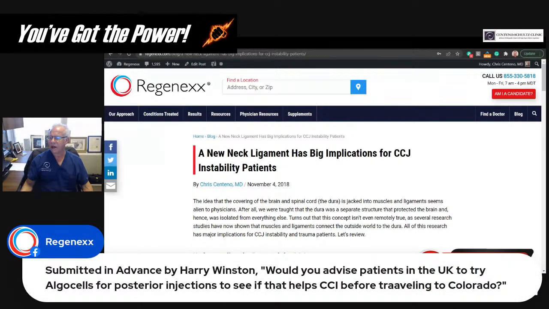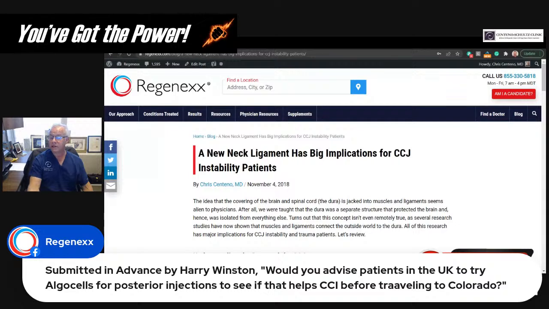Regenexx Harry Winston, would you advise patients in the UK to try Echocells for posterior injection and see if that helps CCI before traveling to Colorado? Harry, you can certainly try posterior injections and see how that goes. I think there's not a lot of downside there if we're talking about simple ligament injections, injecting PRP or platelet lysate prolo into those supraspinous, interspinous ligaments all the way up and down.